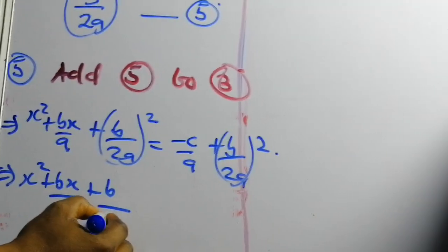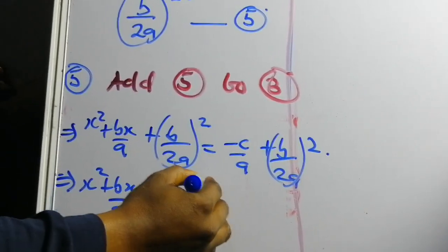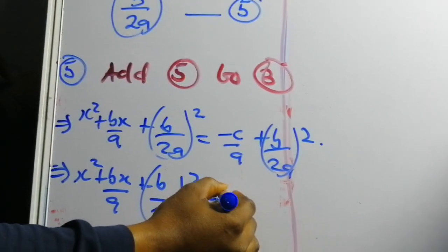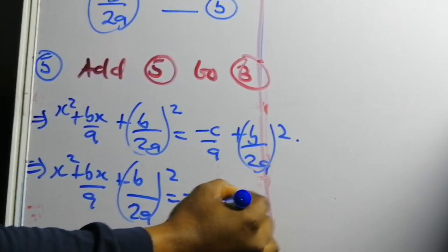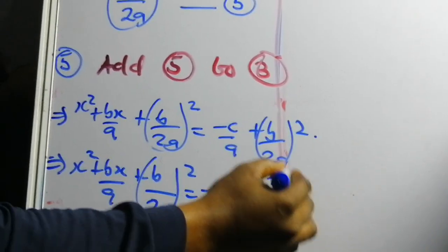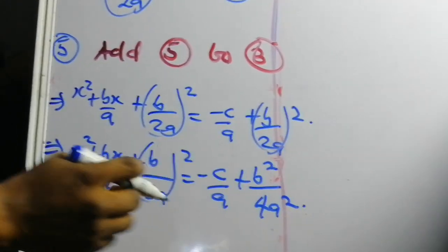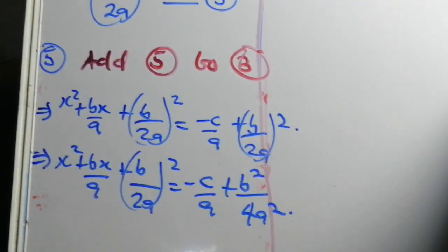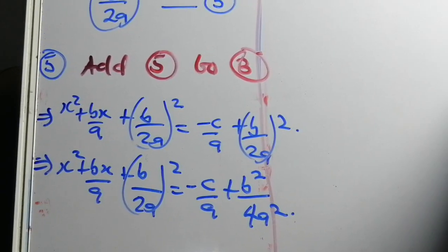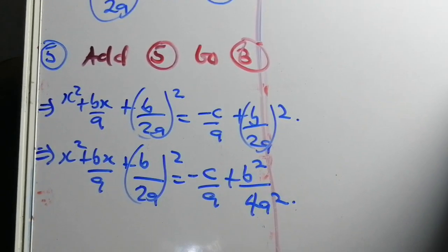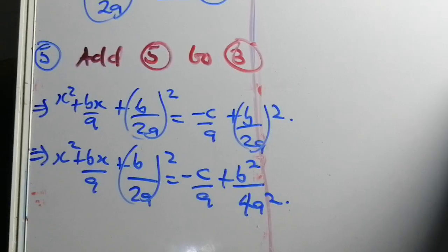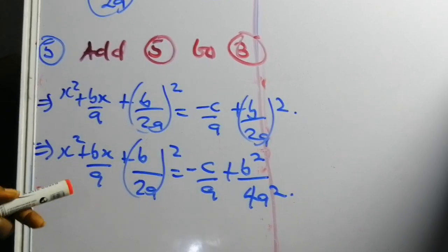Okay, don't let me expand this. Let me just say 2a. Let me still maintain it. Let me do this one. Minus c over a plus b squared over, this is what? 4a squared. 2a times 2a, that is 2 times 2, 4. A times a is what? 4a squared.